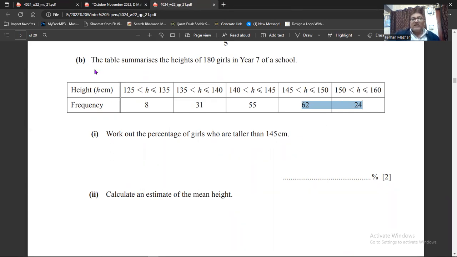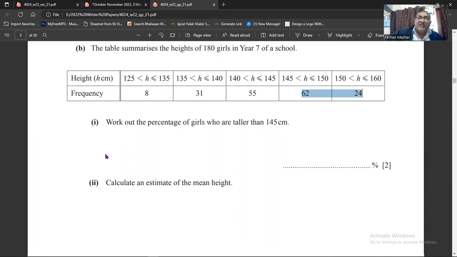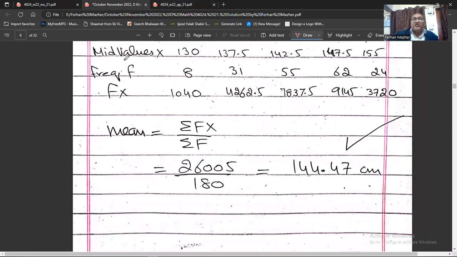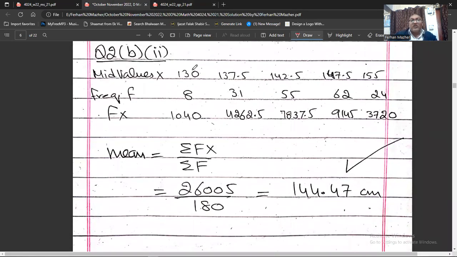Then that mid value will be called x. This f is the frequency. So multiply f with the x, you get fx, and then the mean will be the summation fx divided by the summation f. So here is the procedure which I was talking about. The mid values are 130, 137.5, 142.5, 147.5, 155. The frequency of those classes are 8, 31, 55, 62, 24.